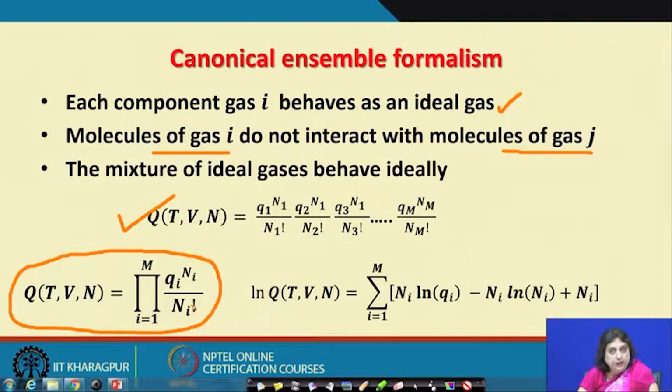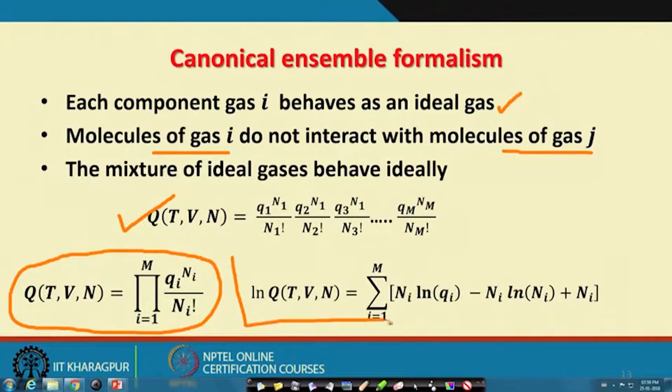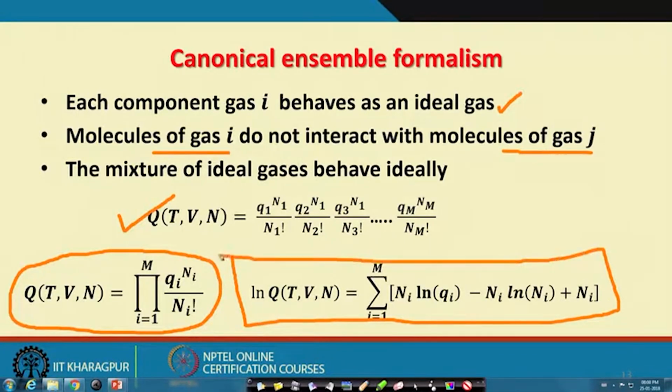divided by Ni factorial. Now, if I have a mixture of ideal gases that I am handling at the macroscopic level, you understand that each of the Ni values are going to be very large. Like we mix 1 mole of hydrogen with 3 moles of nitrogen. So, that is how many hydrogen molecules? Avogadro number of hydrogen molecules, and 3 times the Avogadro number of nitrogen molecules. So, each of these numbers Ni are very, very large, and therefore, while calculating the logarithm of capital Q, I can use the Stirling approximation. With that, I arrive at this kind of an expression for ln Q.